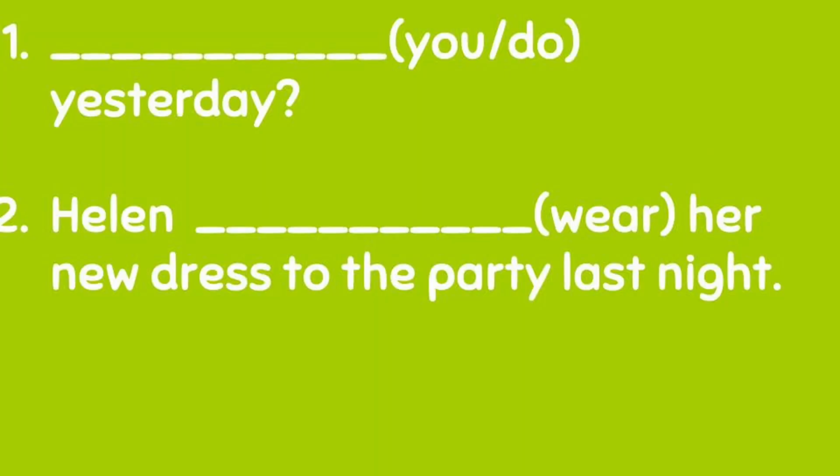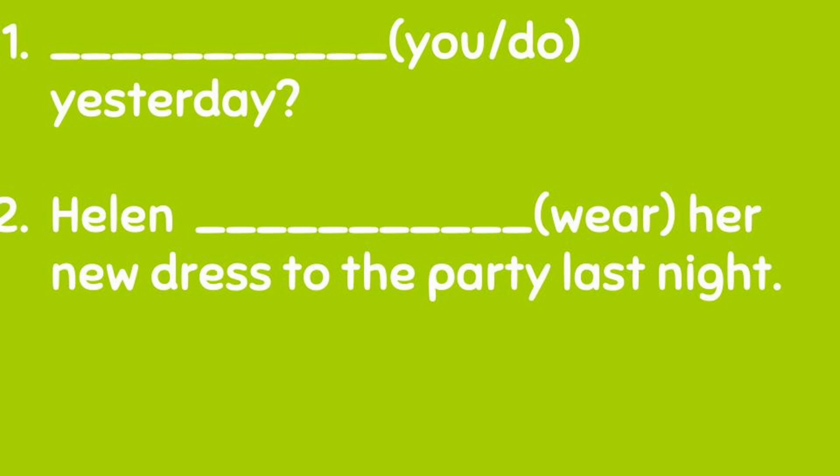Now you try. For our first sentence here, you can see that it is in the question format. Blank, and our subject is you. Our verb is do. Yesterday, question mark. Yes, that's the one I've been saying the entire video. What were you doing yesterday?